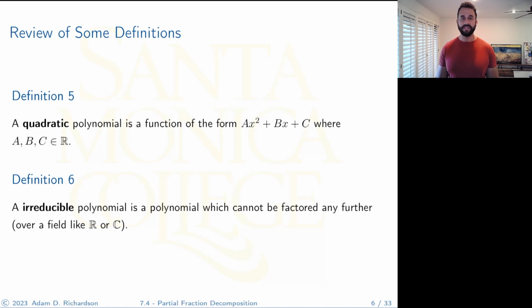Then going a little bit deeper into the algebra portion of it, an irreducible polynomial is a polynomial that can't be factored any further over a field like the real numbers or the complex numbers. This is one of the reasons that you explore factoring so deeply in high school and in pre-calculus, because then you can start talking about polynomials that are irreducible or prime over some field.